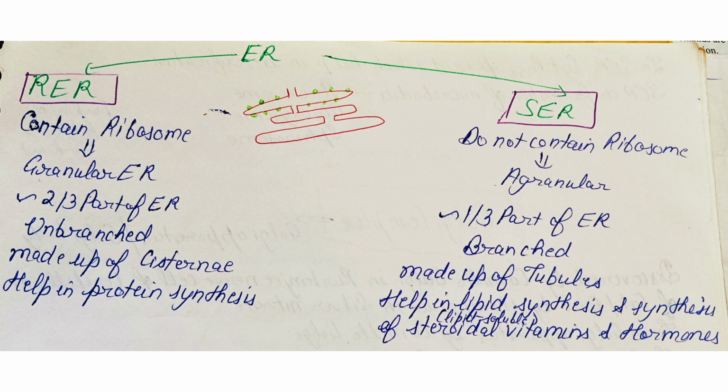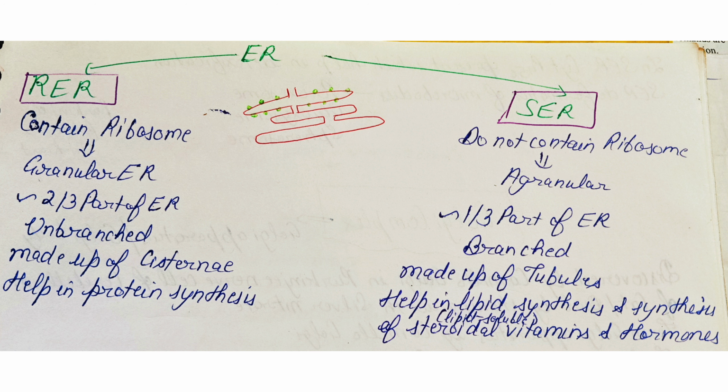We have two main types of endoplasmic reticulum. First is rough endoplasmic reticulum, which contains ribosomes attached on it. Due to the presence of ribosomes, this reticulum is known as granular endoplasmic reticulum. RER is about 2/3 part of the endoplasmic reticulum. It is unbranched and made up of cisternae, and helps in protein synthesis.